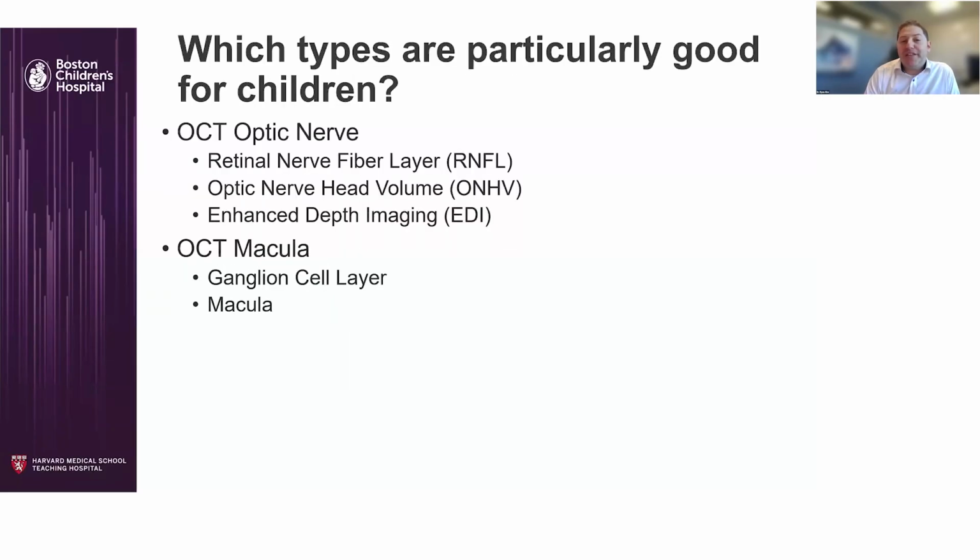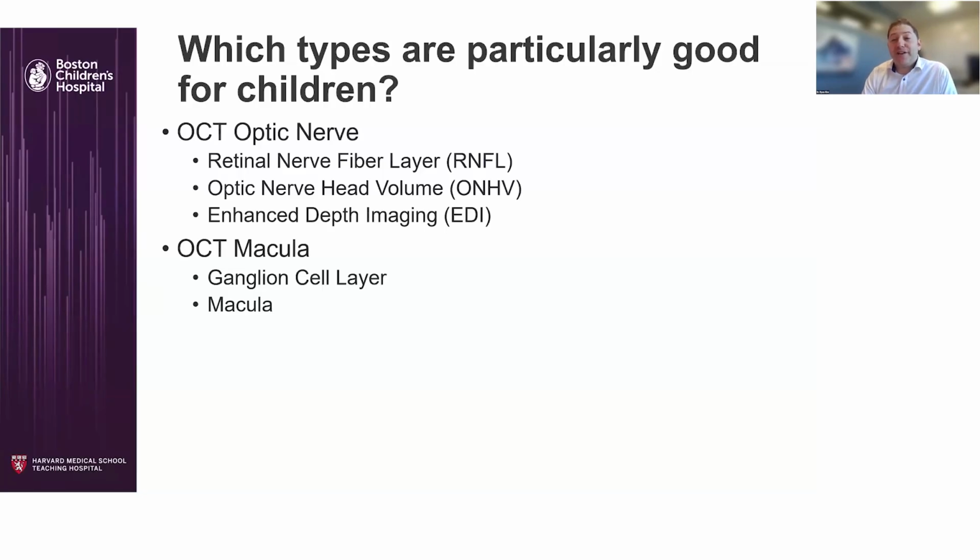So what types are particularly good in kids? The types that I predominantly use are OCT nerve fiber layer, retinal nerve fiber layer, RNFL. We do sometimes use optic nerve head volume or EDI-OCT. So optic nerve head volume can be used to really quantify the 3-dimensional volume of the nerve, but it takes a little bit of maneuvering and tech time or physician time to actually move the different layers around so that you actually measure the optic nerve swelling.